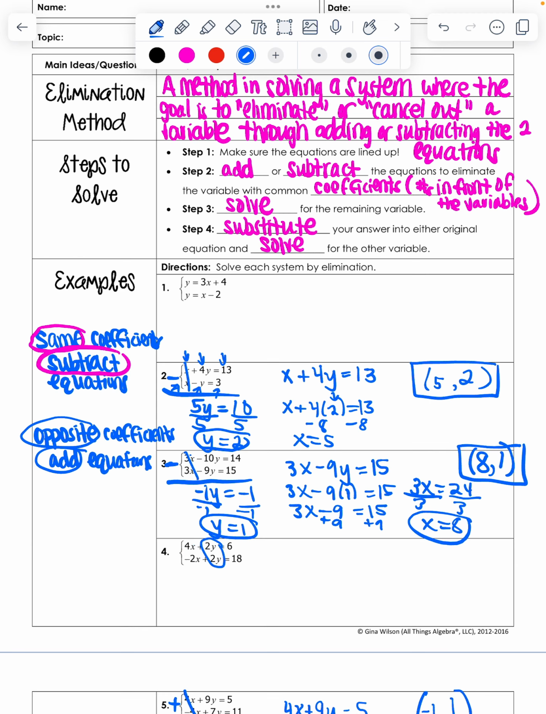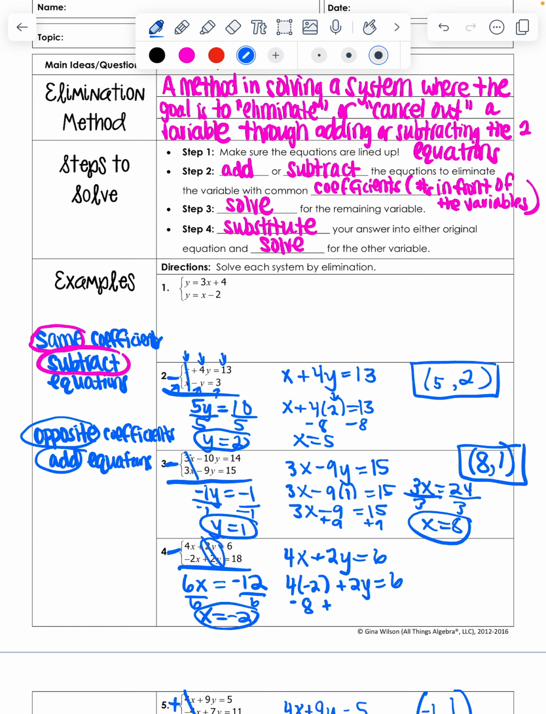We have 2y and 2y. They're the same. The only way to cancel those out would be subtracting these two equations so that they go away. 4x minus negative 2x, careful, that's 6x, equals 6 minus 18, also be careful, negative 12. When I divide by 6, I get x equals negative 2. Then pick an equation that you like better. I'm going to use the first one, 4x plus 2y equals 6. Replace in negative 2 for x, and then solve it out.